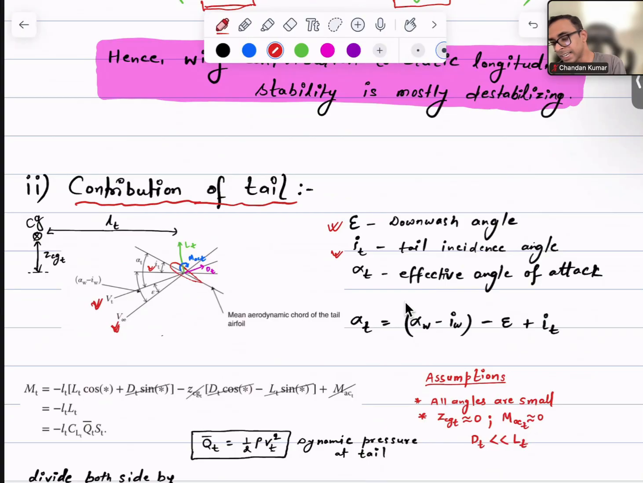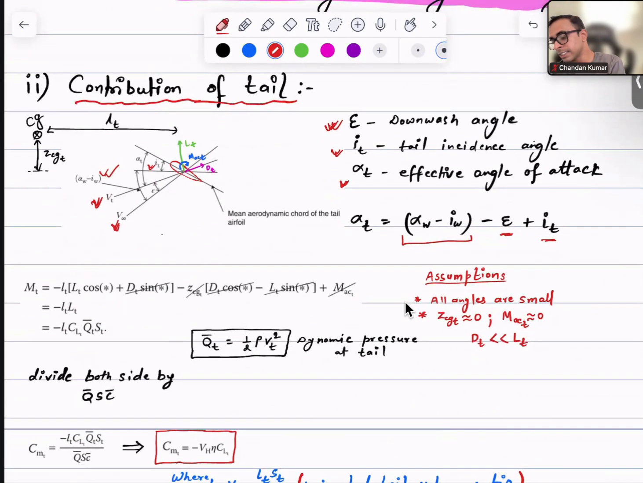So we are considering that change in angle as a downwash angle, denoted here as epsilon, and then the effective angle of attack that the tail is going to see is alpha T. This angle comes from the wing, which is denoted over here, and then it is reduced by the downwash angle, and then we have a certain tail incidence angle. Tail incidence angle is also sometimes referred to as tail setting angle. And in this we have the distance of the tail from the center of gravity. Horizontal distance is lT and vertical distance is zT.